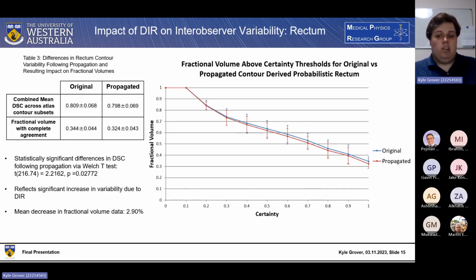By comparison, looking at the rectum, the differences were a little bit smaller. In particular, the t-test score ended up being 2.21, which, though smaller and not as drastically large, still reflects a statistically significant increase. And similarly, we find that there is still a reduction in the fraction that has complete agreement across them. So that is comparable, for the same reasons, because of the deformable vector field.